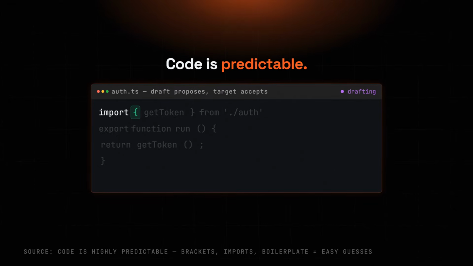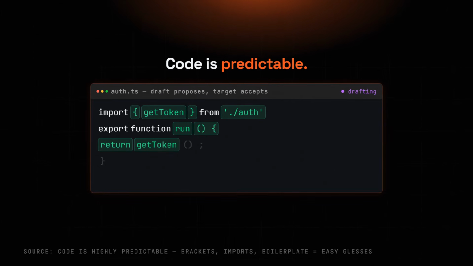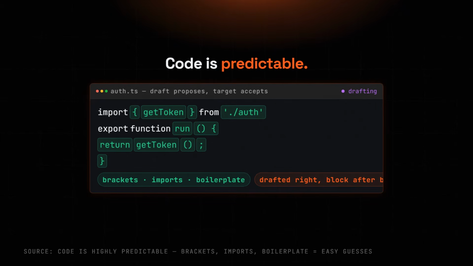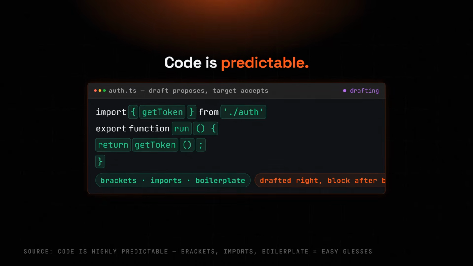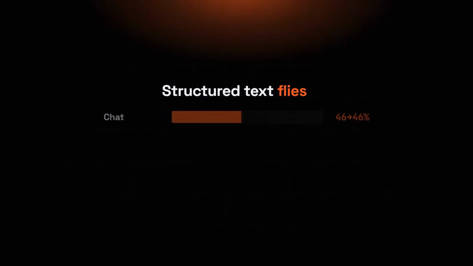Now here is why this matters so much for coding. Speculative decoding wins when the next tokens are predictable, and code is the most predictable text there is. Closing brackets, import lines, boilerplate, repeated patterns. The little draft model nails them, block after block. The numbers show it.